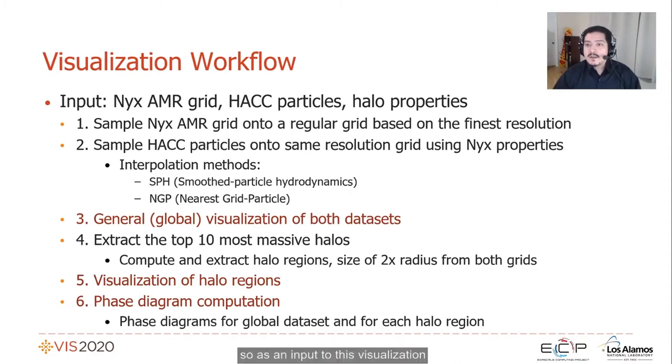So as an input to this visualization workflow, we have a Nyx AMR grid, a set of HACC particles, and these input files called halo properties. So these halo properties are pre-computed halos done at the final time step of the simulation. So within these halos, we sort them by their density and use their final positions for the purpose of tracking the evolution as we go actually backwards in time. And I'll give an example of that later.